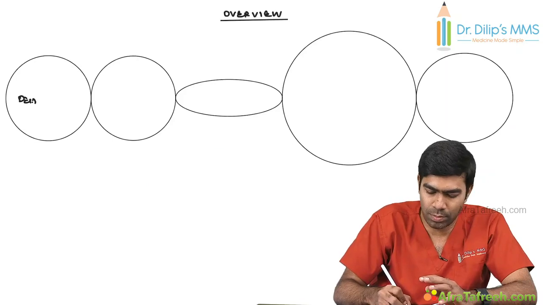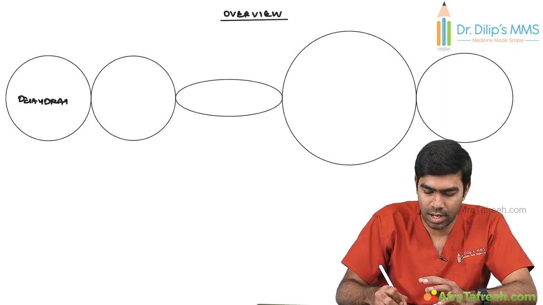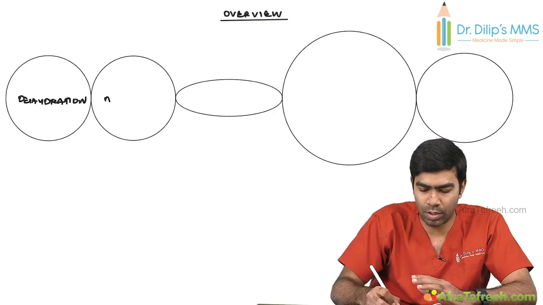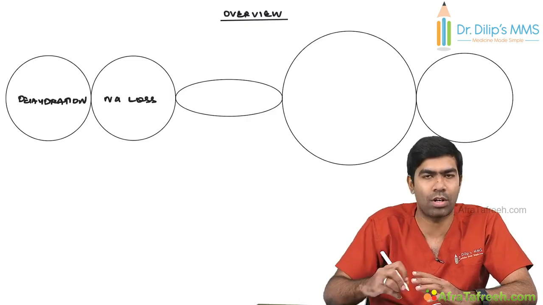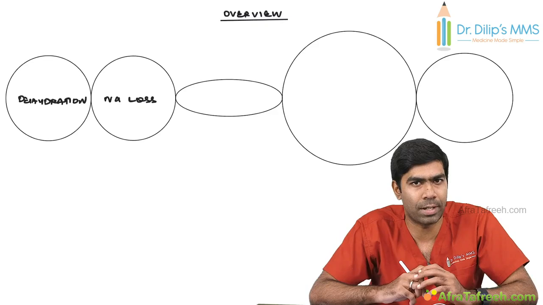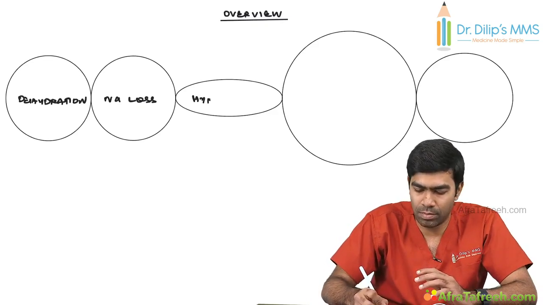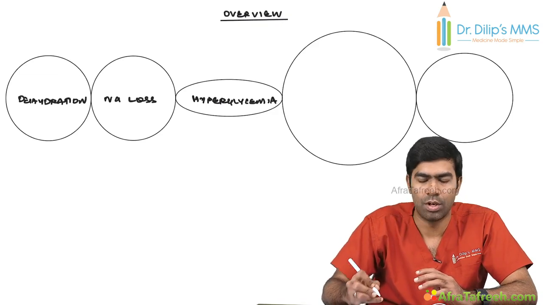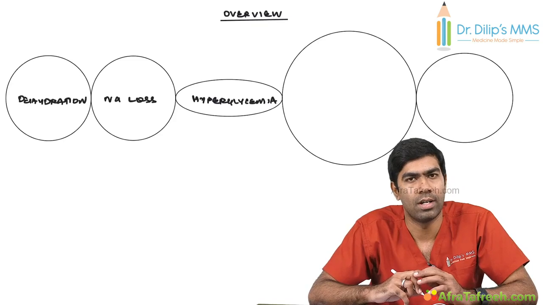The first problem is obviously the dehydration and the volume loss. At the same time, they're going to have a lot of sodium loss. Often it is overestimated, but still they have a huge amount of sodium loss. The third problem these patients face is the hyperglycemia itself, which poses its own problems like hyperosmolality and encephalopathy.